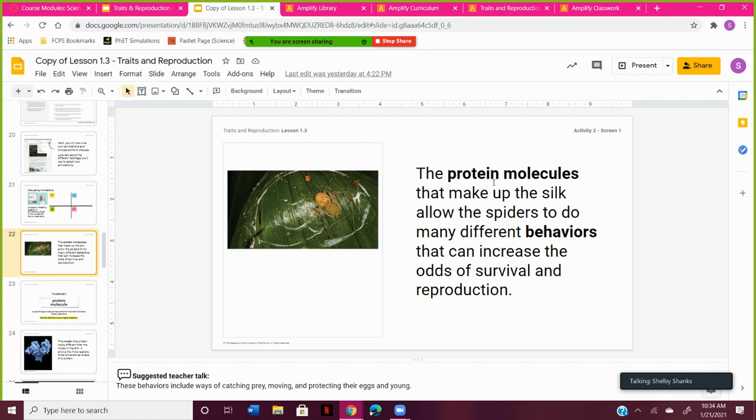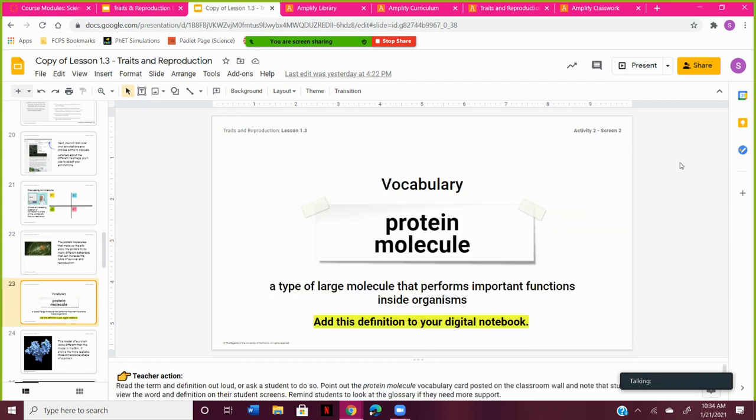And so this new word that you guys are seeing, protein molecules. Some of you pointed it out last class, when we talked about the family tree, you talked about something with the protein going on in the body or in the cell. And so we're going to write this down in our digital notebook. So this word, protein molecule, technically two words. All right, so a protein molecule is a type of large molecule that performs important functions inside organisms. A protein molecule is a type of large molecule that performs important functions inside organisms. All right, so add this to your digital notebook.